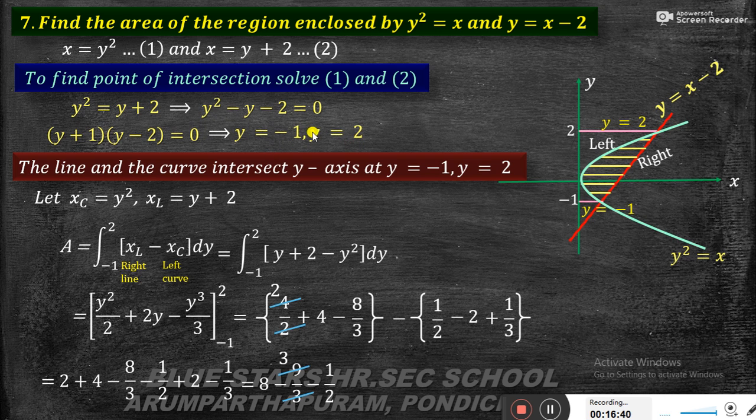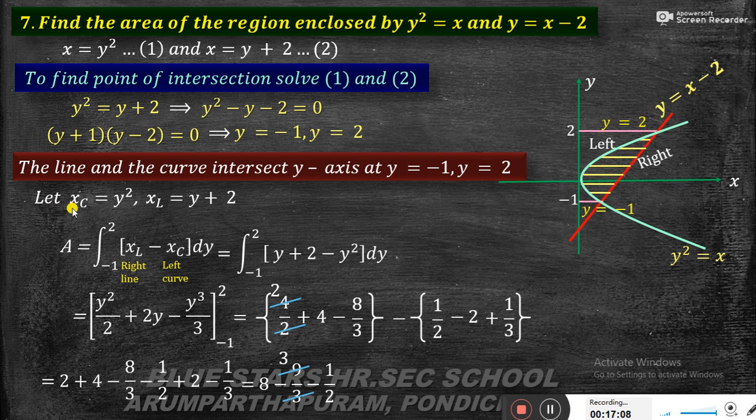So this is the value for y. These two curves meet at these two points. Therefore the line and the curve intersect at y equal to minus 1 and y equal to 2. Y equal to 2 means a line parallel to the x axis, and y equal to minus 1 means a line parallel to the x axis. So this is the portion of our region.